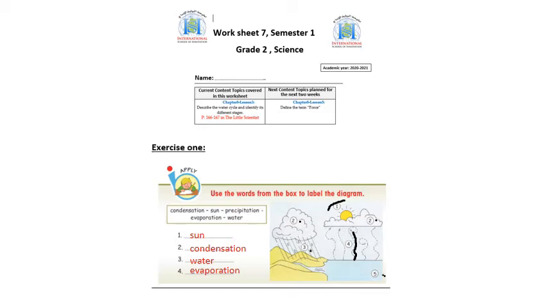This is number 5. What can we see in number 5? It's when the rain returns back to earth after condensation. So what do we have here? Number 5, we have precipitation, right? Let's continue.